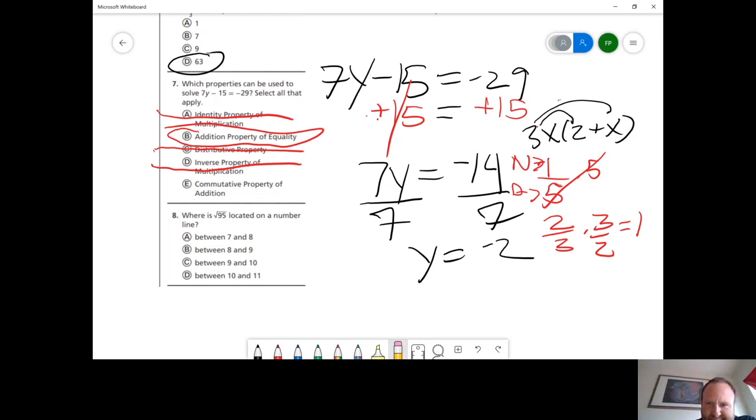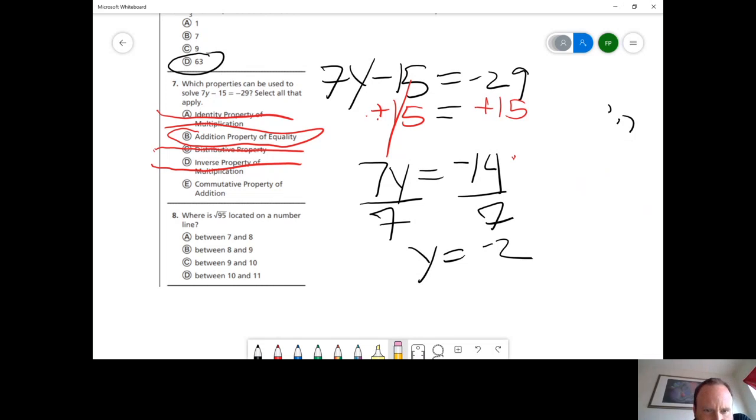Next one would be the commutative property of addition. And that would just be the idea that if you have A plus B, that would also equal B plus A.